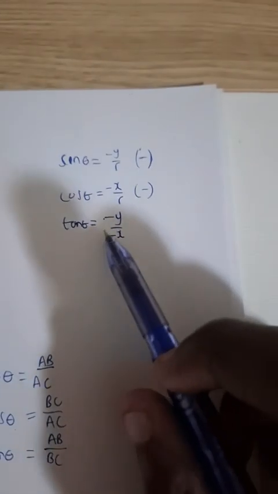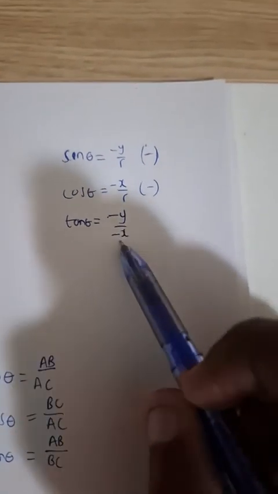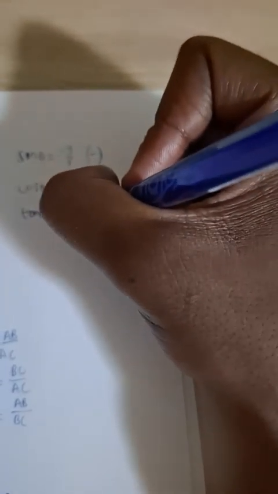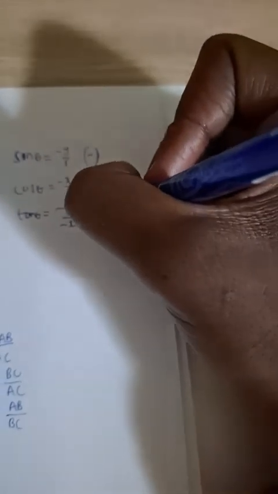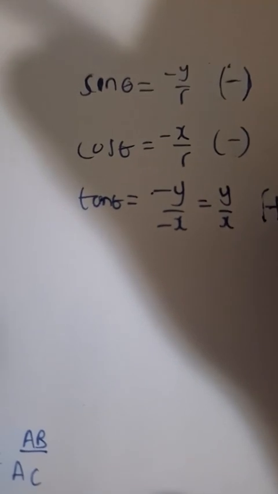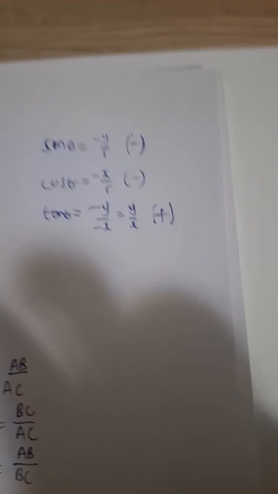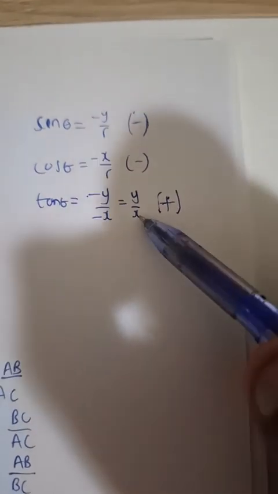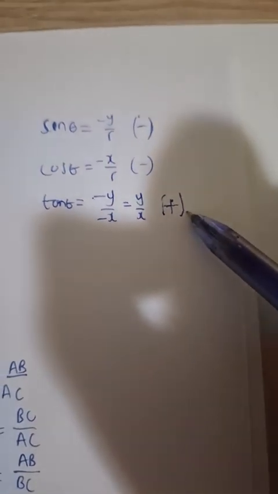Remember that in that quadrant, both the x and the y are negative values. But what does a negative divided by a negative give us? Ultimately, we get y over x, which is positive, which is why tan in that quadrant is regarded as being positive, because a negative divided by a negative will give us a positive. Okay, so that is basically our third quadrant.